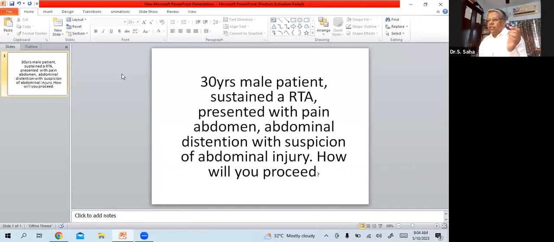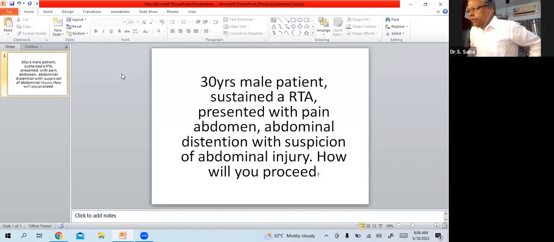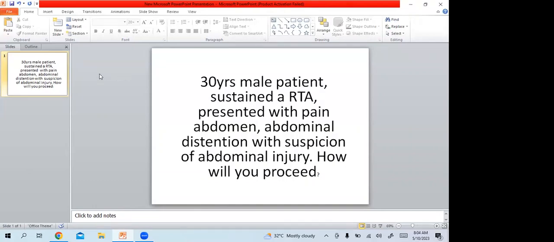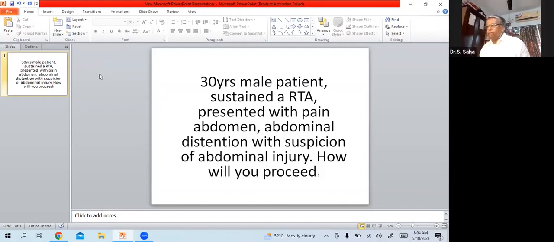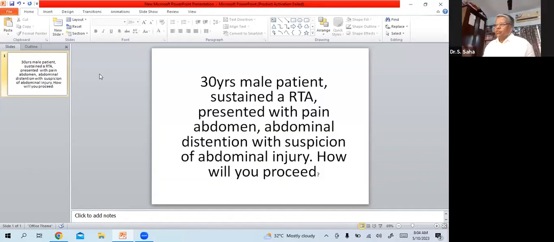Can we be a bit more specific? Abdominal injury as a whole is a big thing. We can discuss the general management and then take one specific injury. We will not discuss the whole. Oh, okay. Yes, general management followed by one specific injury. So the simple thing I ask you is, on initial examination, what are your findings?